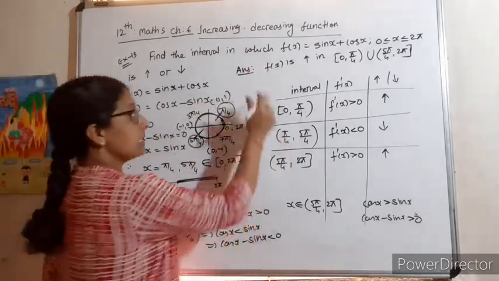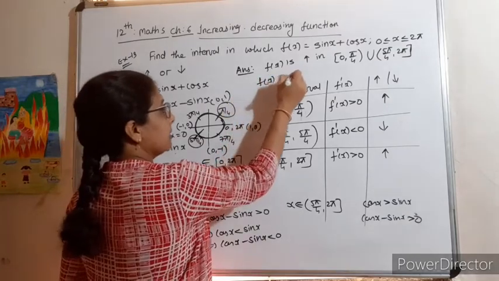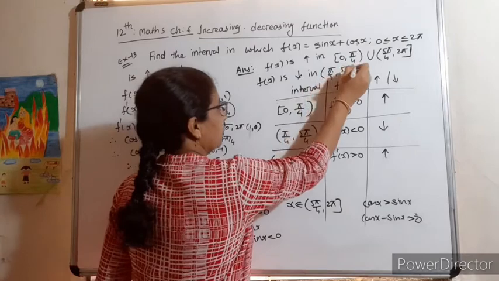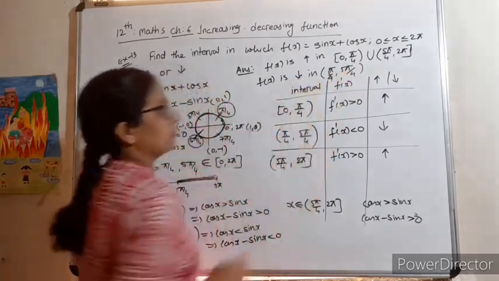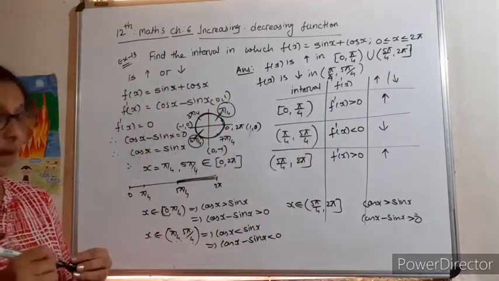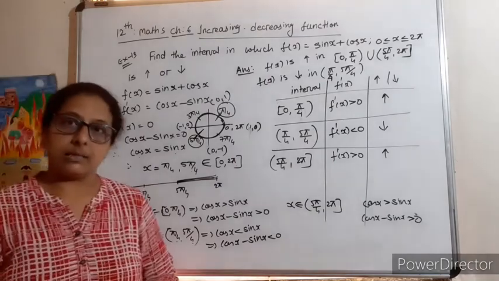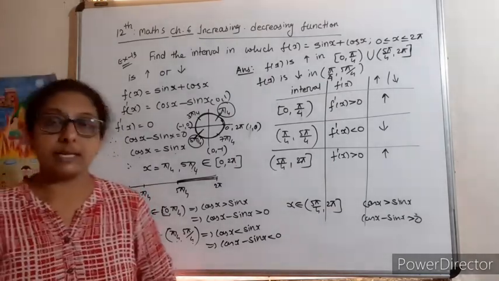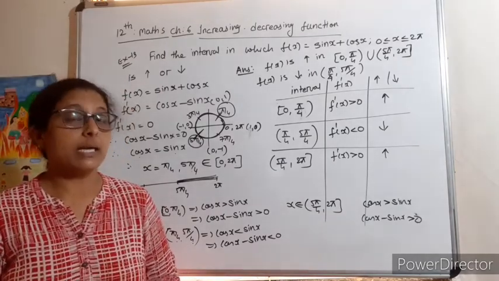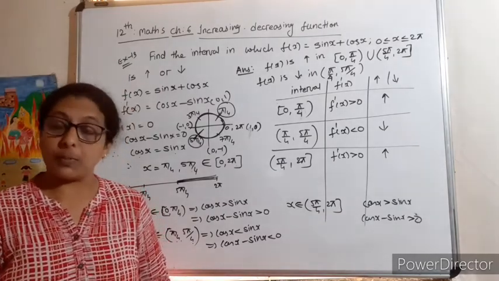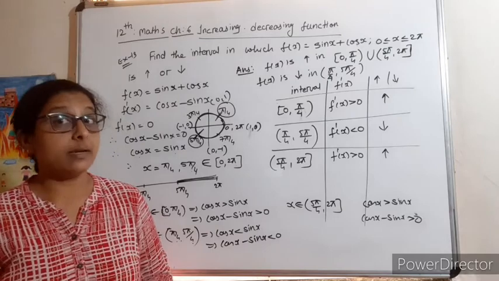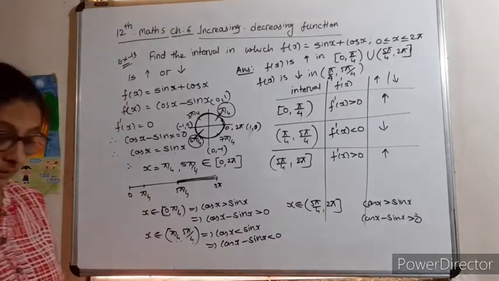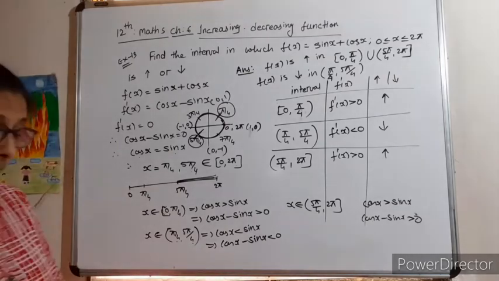Then in this interval f(x) is decreasing in π/4 to 5π/4. You understand that? By this way you can write the answer also. So this is an important sum, that's why I did not do it in the first lecture. So be careful and write it properly. Right? Try to understand and then write. Okay? So do this when we go ahead with exercise 6.2.